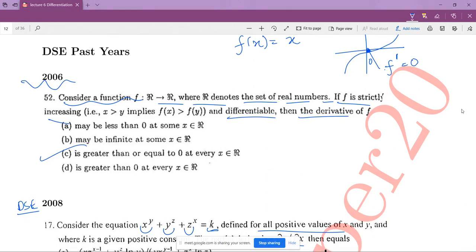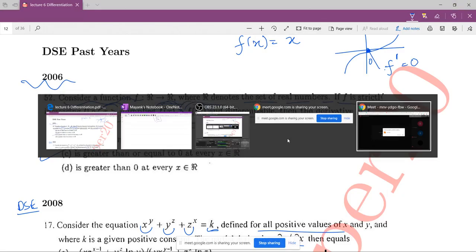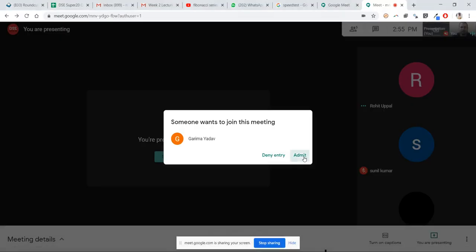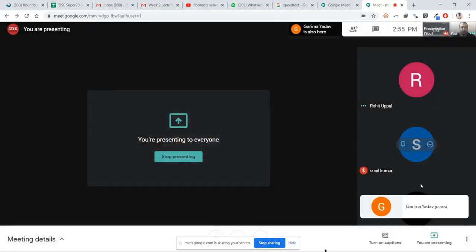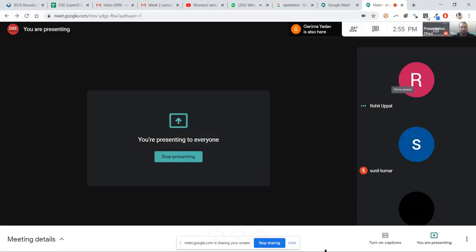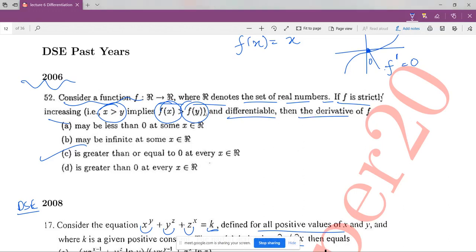The function is strictly increasing. Why is it strictly increasing? What is the definition of strictly increasing? If x is greater than y, then f of x is greater than f of y. So consider 0 and take any point to its right.